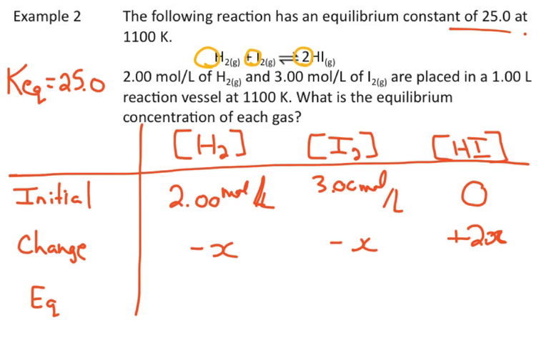Our equilibrium concentrations, we just combine the initial with the change. Concentration H2 is 2.00 minus X then. Concentration of I2, 3.00 minus X. And concentration of HI would then be 2X.